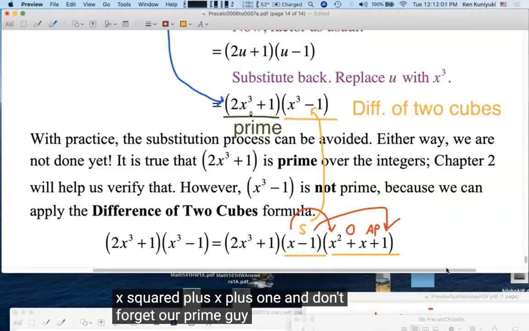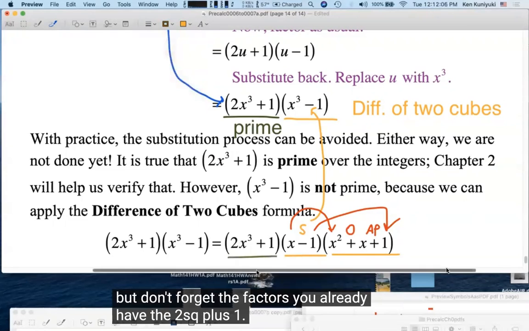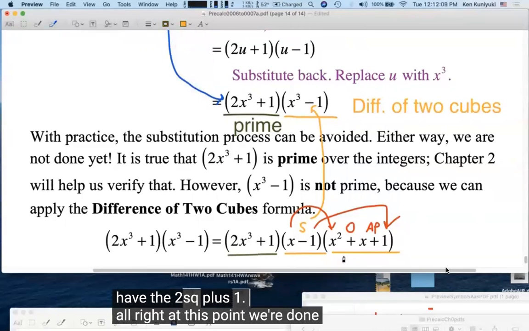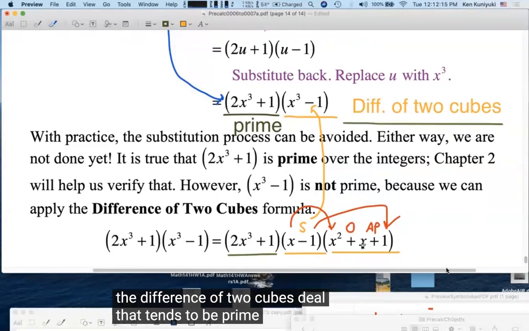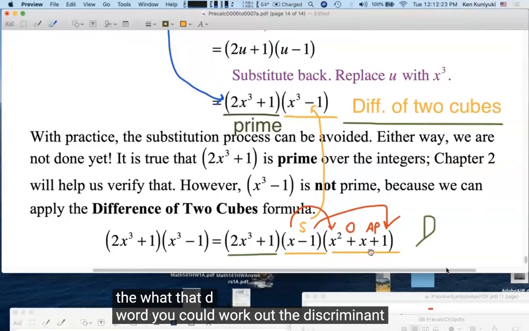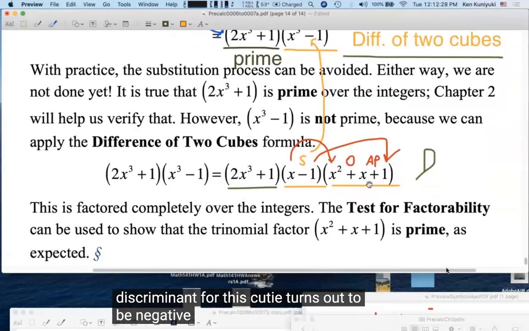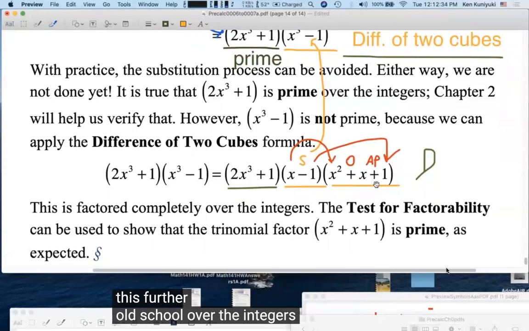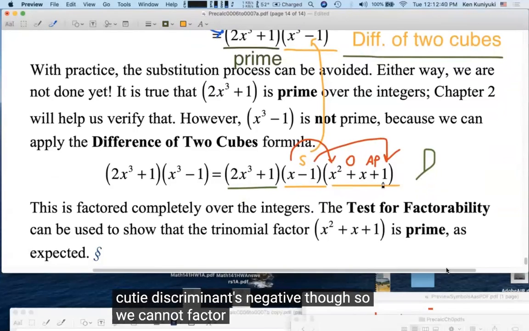But don't forget the factors you already have, the 2x cubed plus 1. All right. At this point, we're done. Remember the trinomial factor here from the difference of two cubes deal? That tends to be prime. Remember, the GCF is 1. If you don't believe me, you can work out the discriminant for this QD. The discriminant for this QD turns out to be negative, which means that we cannot factor this further old school over the integers. We have integer coefficients, it's a QD. Discriminant's negative though, so we cannot factor it nicely old school.